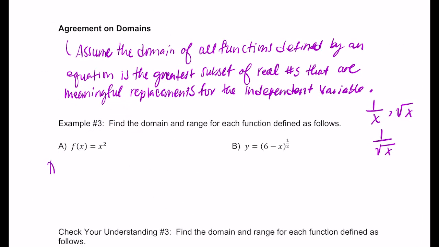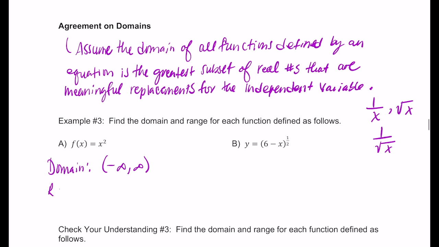Okay, so for my domain, I've got all real numbers, and in interval notation, we just write negative infinity to positive infinity and always use parentheses around infinities. And then your range would be from 0 to positive infinity. Now, the 0 will get a bracket around it because the low point actually is 0, 0, so it does hit 0, but the infinity will get a parenthesis around it.